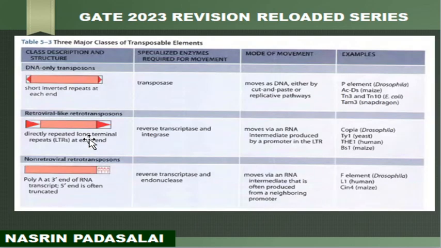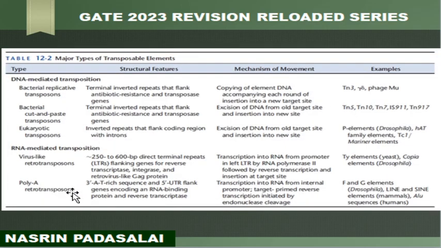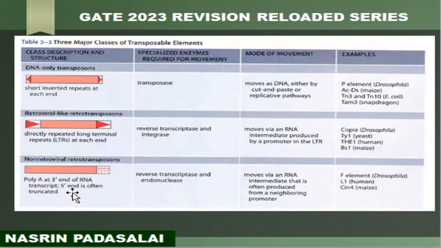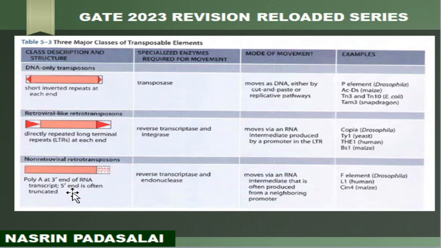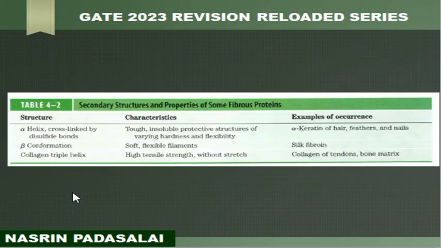Okay, so you can study either this one or else you can study this one. Both are equivalent only. So this poly A retrotransposition is an example of non-retroviral retrotransposition, and this virus-like retrotransposition is an example of retroviral-like retrotransposition.